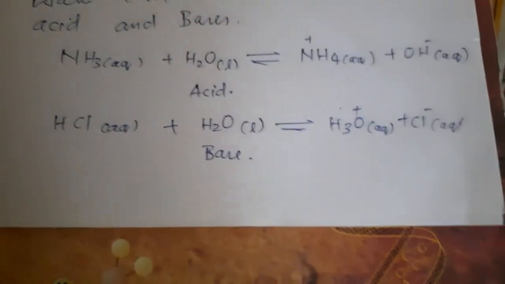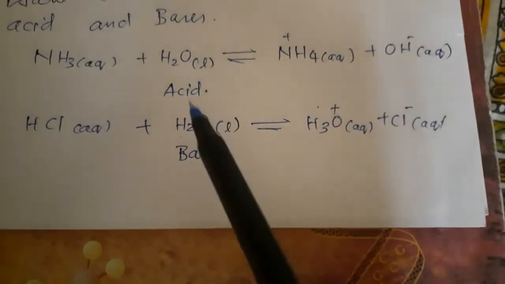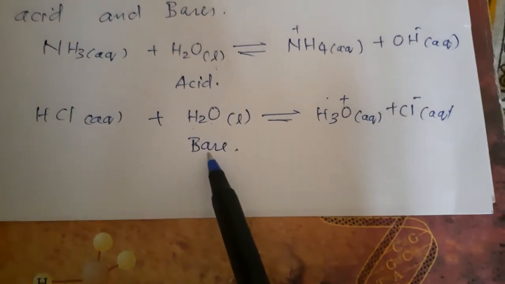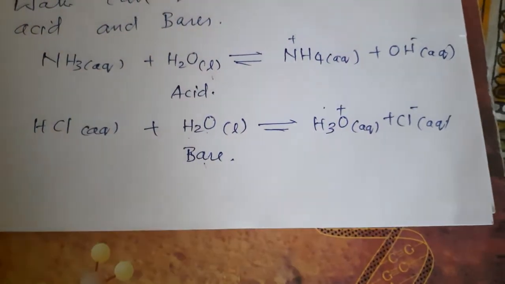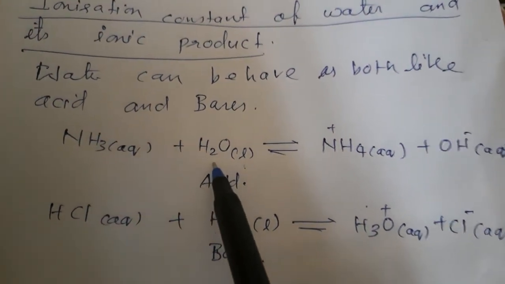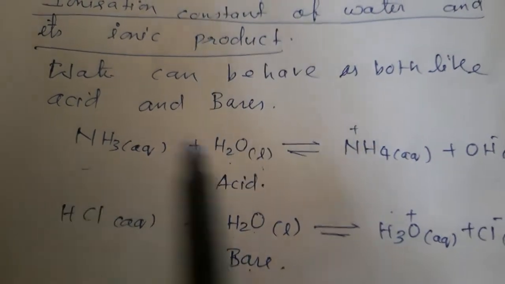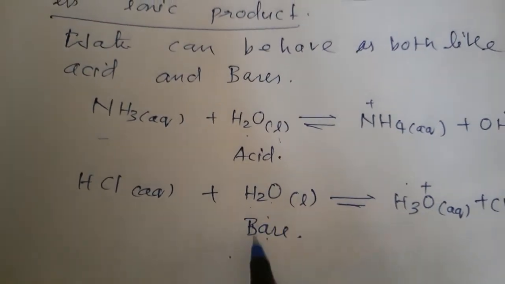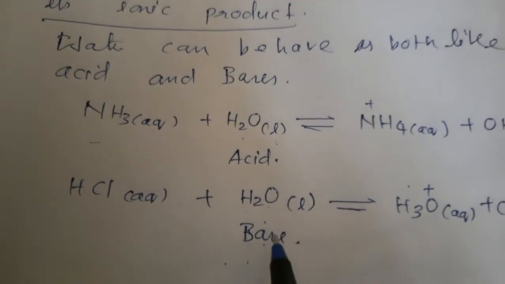So we see that the same H2O is behaving like an acid here and like a base here. So this is the unique property of water. In the first case, it is donating the proton to ammonia, so it is an acid. In the second case, it is accepting the proton from HCl, so it is behaving like a base. Now another term, that is acid and base.